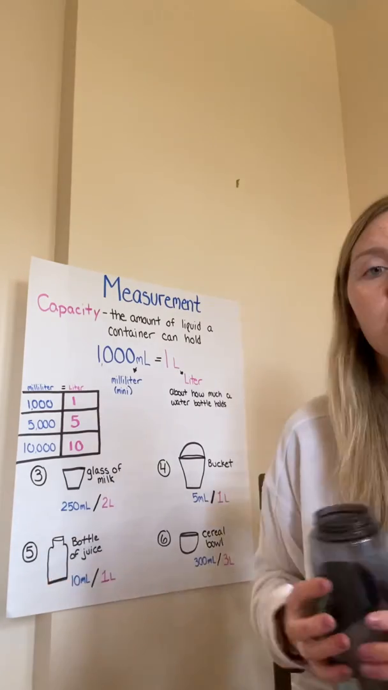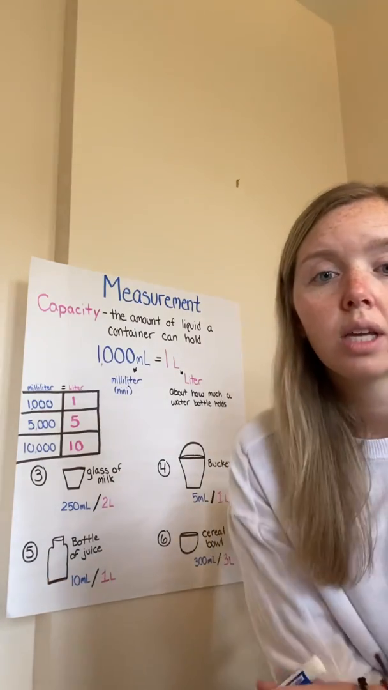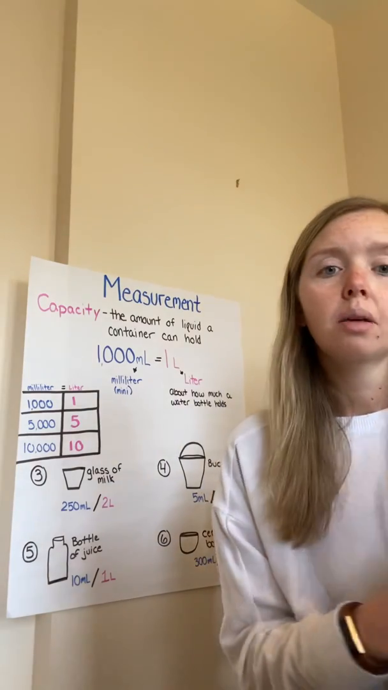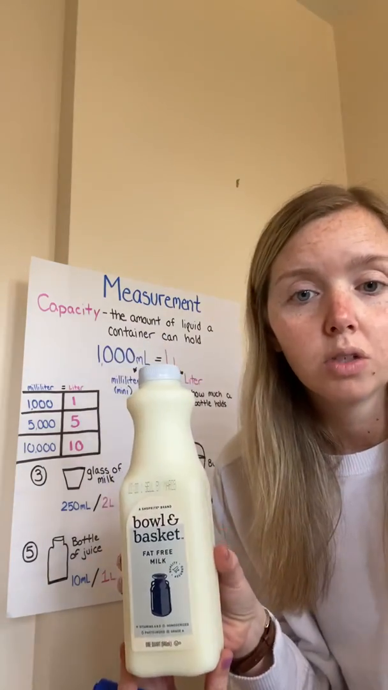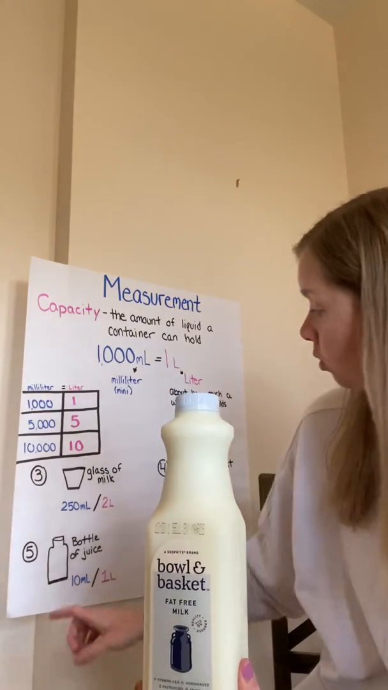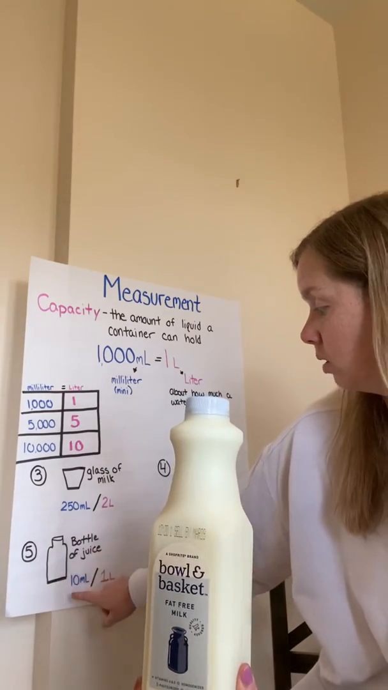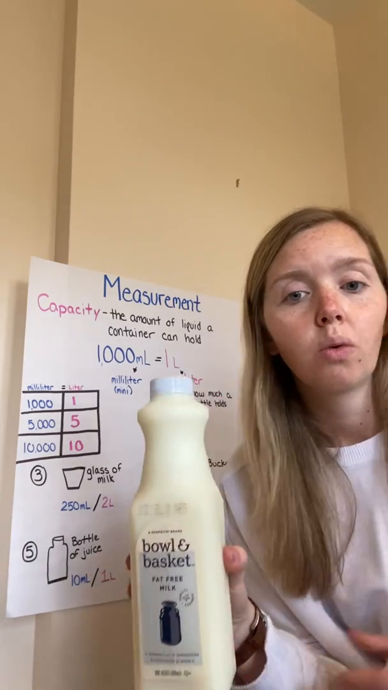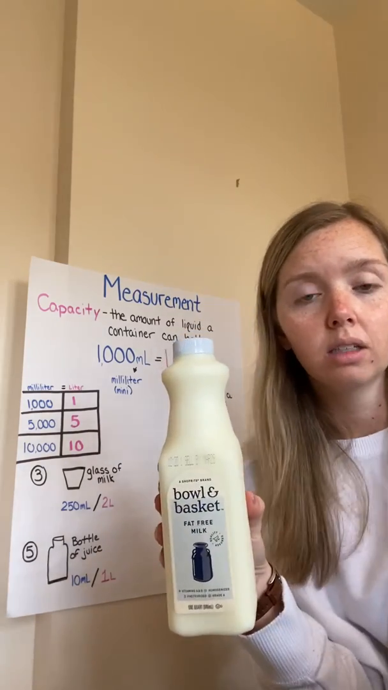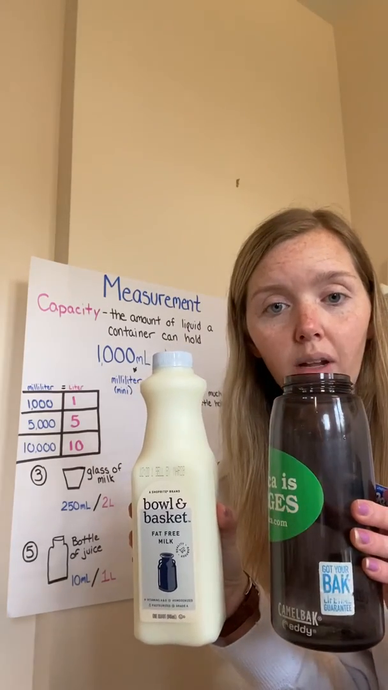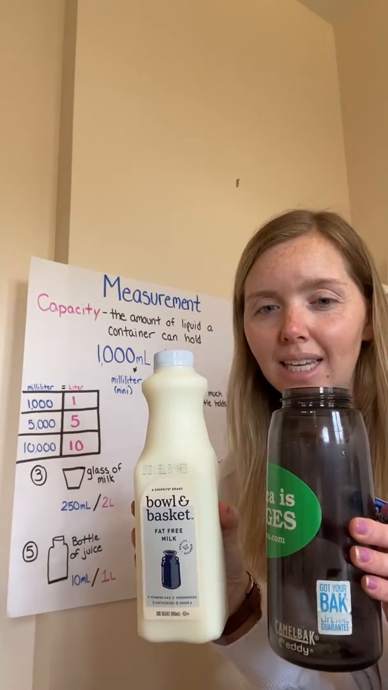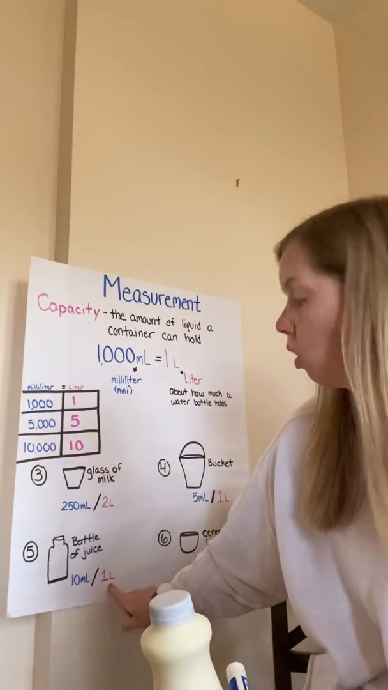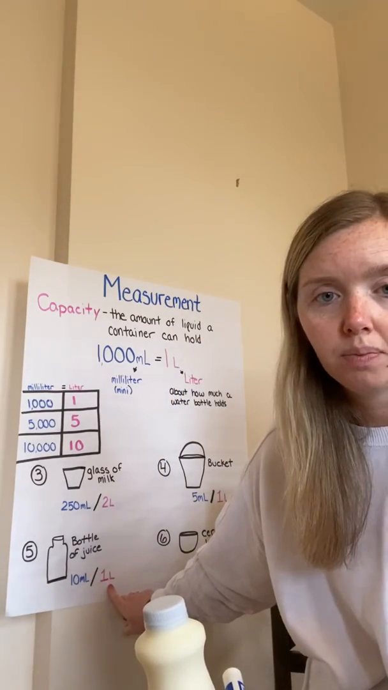Number 5 talks about a bottle of juice. Now we know that bottle of juice sizes can vary, but let's think about this being our bottle of juice. So it wants to know, do we think that a bottle of juice is 10 milliliters or 1 liter? Well, if I compare this bottle to my water bottle, I'm thinking they're about the same, so I'm going to say that a bottle of juice holds 1 liter.